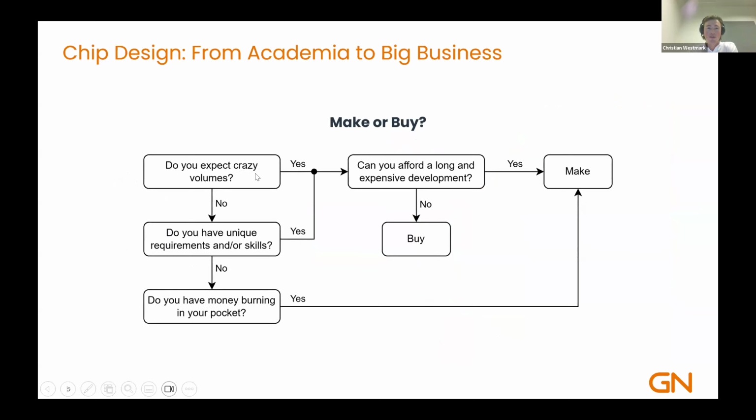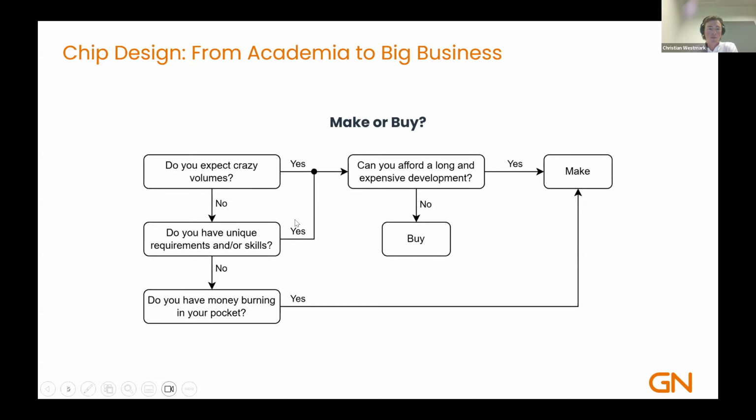So the first thing is, of course, you expect crazy high volumes. If that's the case, and you can afford a long and expensive development, then it's probably a good idea to make a chip. And crazy high, that's many, many, many millions often for that to make sense. That's not the case for GN. We primarily use it for hearing aids, and although we make millions of hearing aids every year, it's not big enough to justify it by itself.